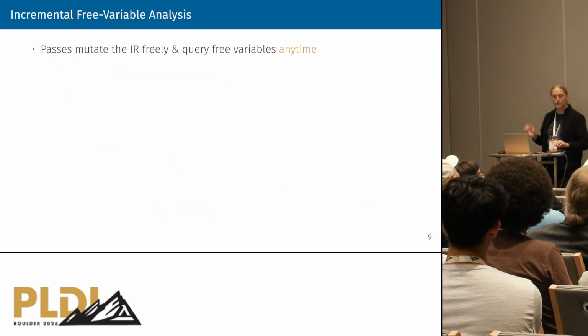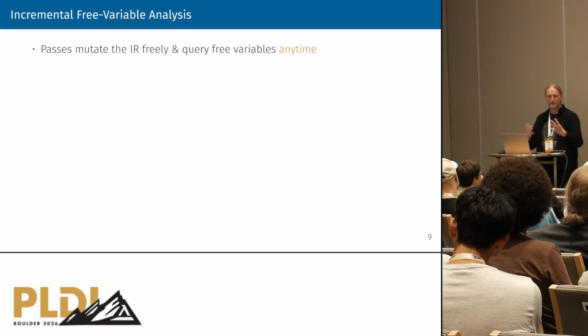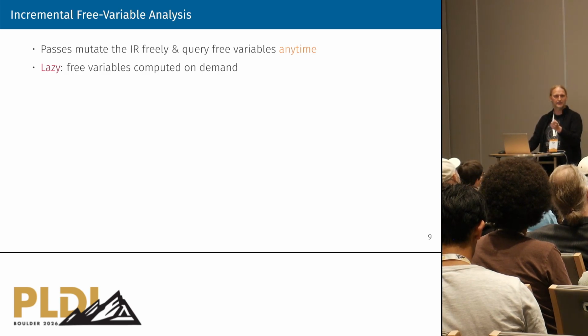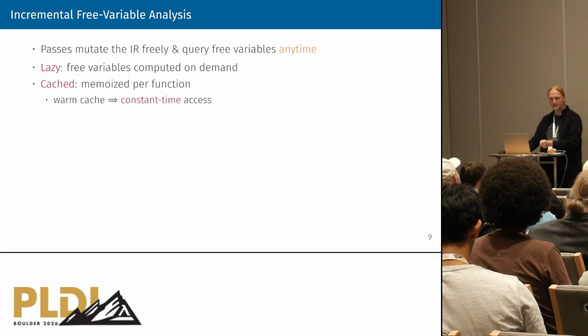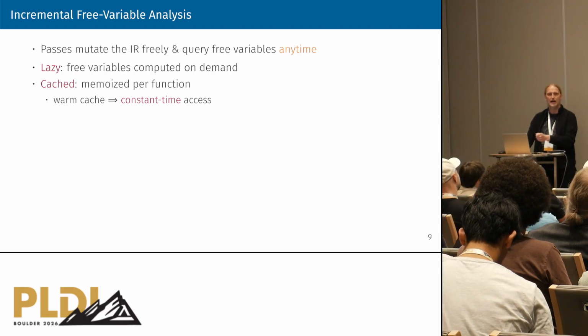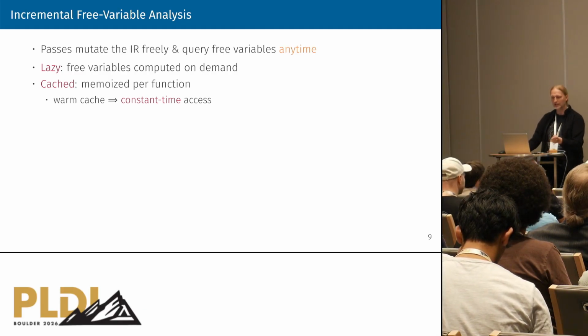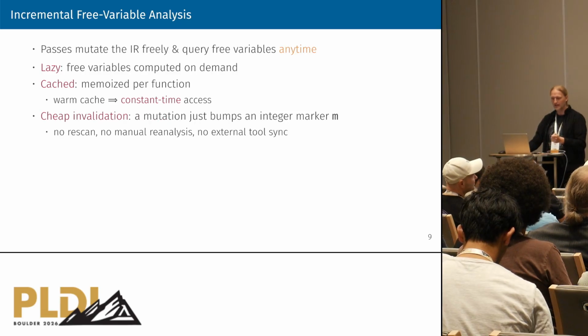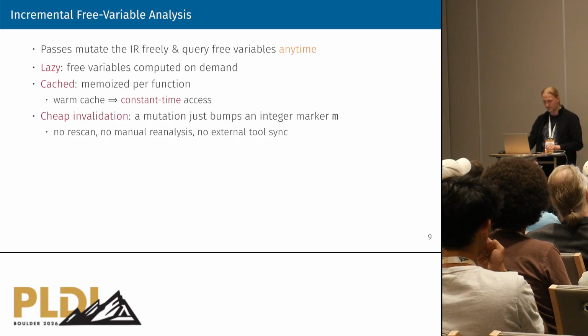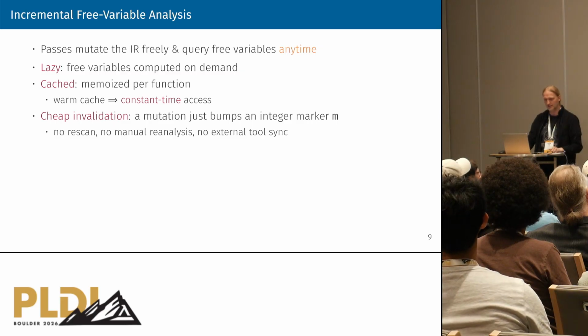Since free variables are all over the place, and parsers can mutate the IR freely and query free variables at any time, we have this incremental free variable analysis. So at any time, you can ask an expression or a function for its free variables, and they are lazily computed on demand. Once we have the result, it is cached and memoized per function. When later asked the same question, we get the answer in constant time. If we mutate the IR, we have to invalidate the caches. This is also implemented quite cheaply by basically just bumping some integer.